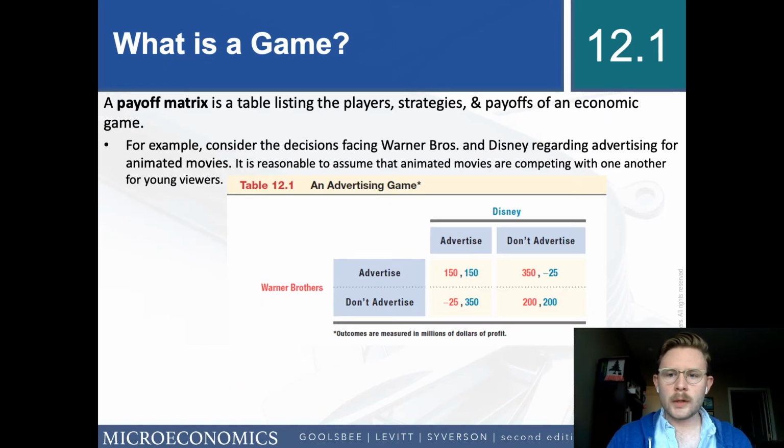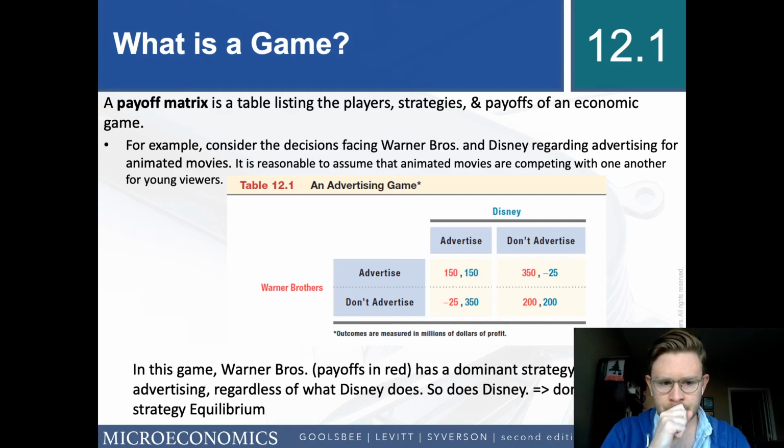In general, we're going to be talking about games as payoff matrices. Payoff matrices is just what you see on the screen here now. A payoff matrix is a table listing the players, the strategies, and the payoffs of an economic game. For example, this is a game where the two players are Disney and Warner Brothers. Their strategies are to advertise or to not advertise, and their payoffs are these numbers in the matrix itself here. We're assuming that Warner Brothers and Disney are competing against each other, which seems like a reasonable assumption.